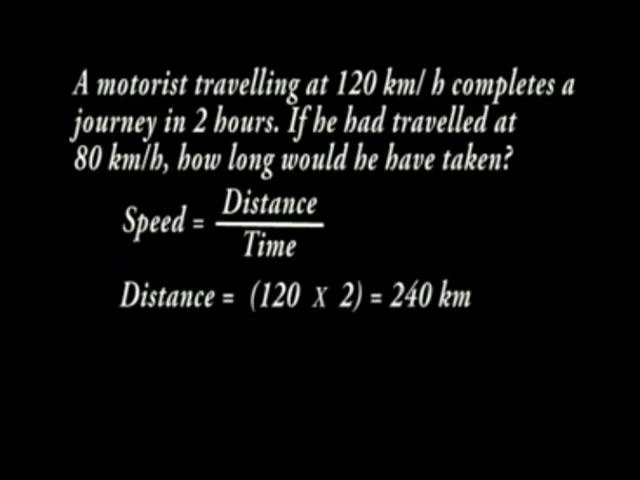Suppose he had been slower, traveling at 80 kilometers per hour. If he was covering 80 kilometers in 1 hour, he would take 240 over 80 hours to cover a distance of 240 kilometers, and that gives us 3 hours.